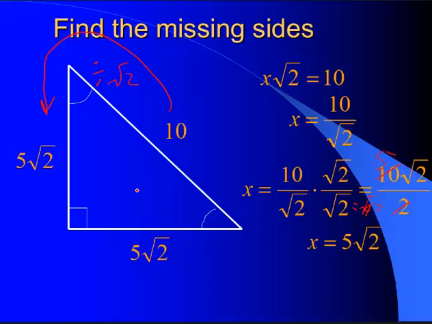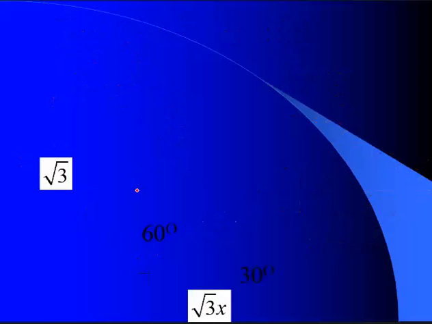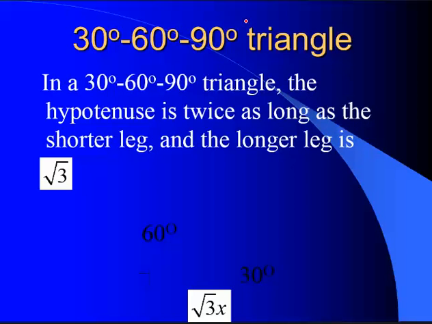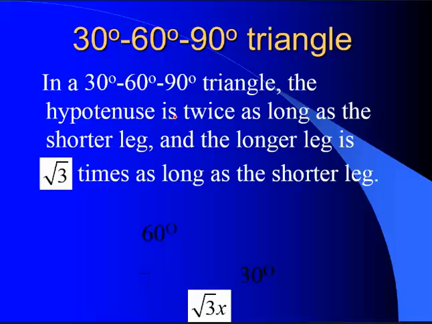The second kind of special right triangle is the 30, 60, 90. Again, the 90 is understood because it's a right triangle, so that's no surprise, but my other two acute angles are going to be 30 and 60. So what's the relationship here? Okay, there's two different relationships. The hypotenuse is twice as long as the short leg. And the long leg is square root 3 times as long as the short leg.